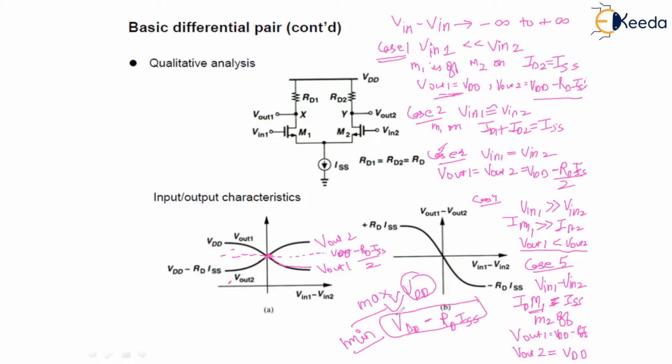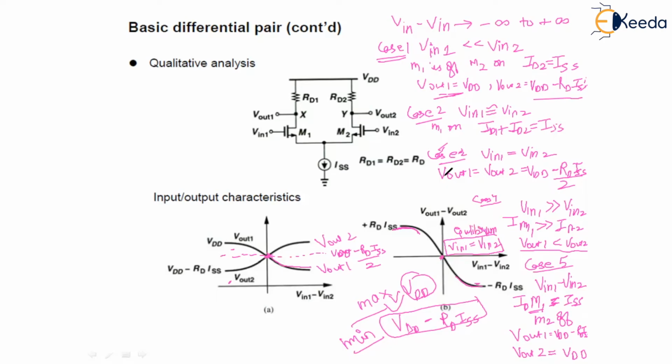The second attribute is that the small signal gain, the slope of this curve, that is Vout1 minus Vout2 versus Vin1 minus Vin2, is maximum for Vin1 equal to Vin2. It gradually falls to 0 as the magnitude of Vin1 minus Vin2 increases. Here at this point the slope is 0. And at the point where Vin1 equals Vin2, we say that the circuit is in equilibrium.